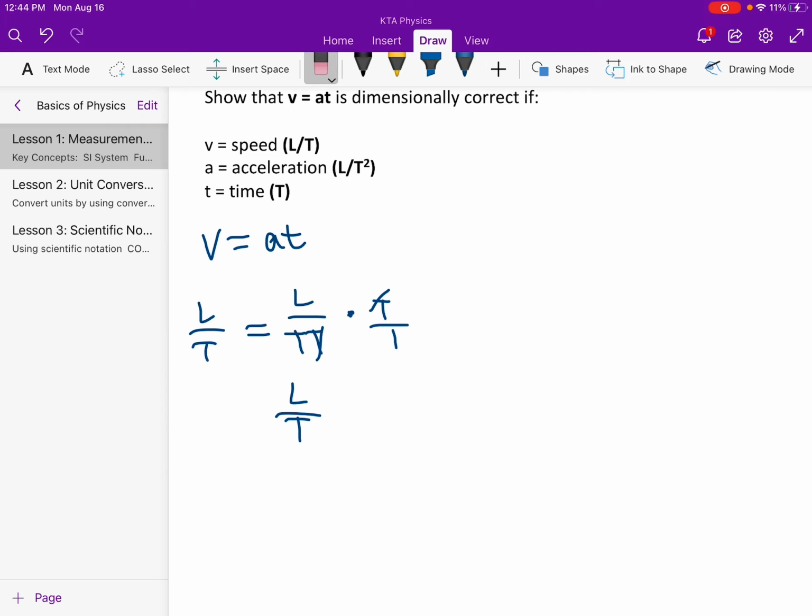Anything times 1 is itself. So then we are left with L divided by T equals L divided by T. Since that's true, that means that that's how we could show that it's dimensionally correct. So this might seem a little bit confusing, but it's just showing how units relate with each other, which is important for physics. So that will be it for this video.